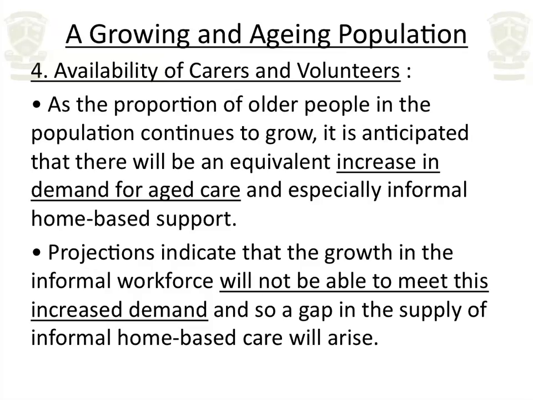And the last sub-dot point, the availability of carers and volunteers. So obviously we can see here that there's going to be an increase in demand for aged care. That stands to reason. The more people there are that are older, that means there's going to be more people that have a demand for aged care. But the problem is the informal workforce will not be able to meet this increased demand. So there's going to be a gap there. Just like we mentioned in the previous one, there's going to be a gap in health workers and professionals. There's going to be a shortage in the supply of carers and volunteers, unfortunately. So they're the four sub-points in the Learn To.